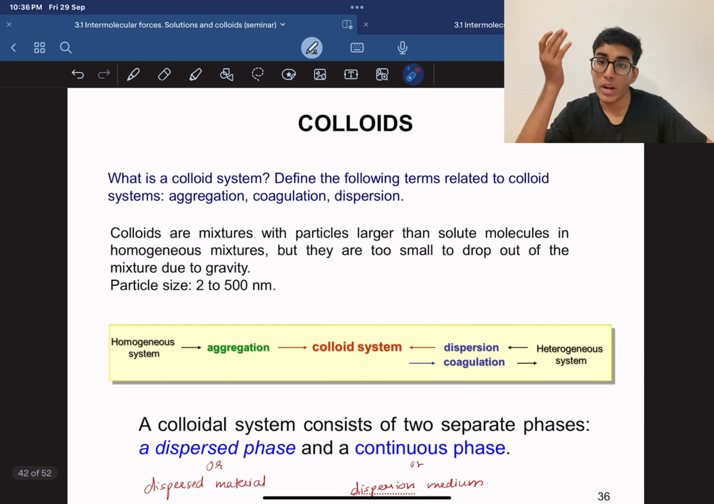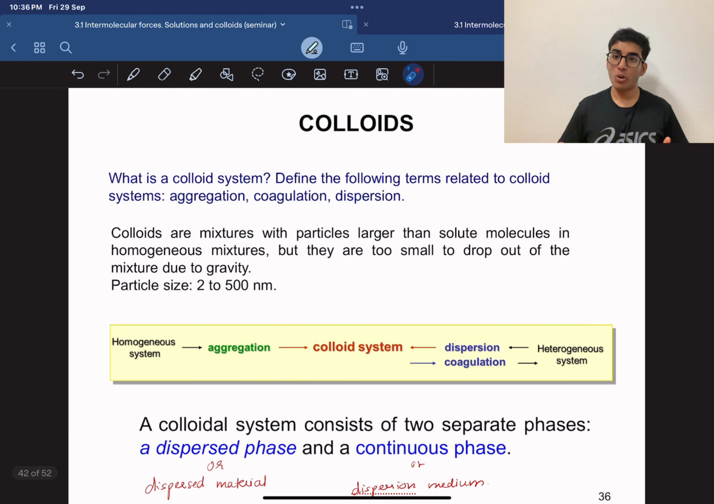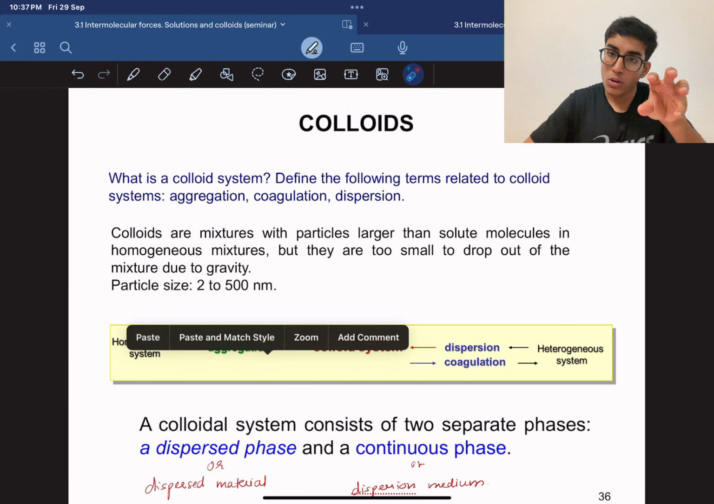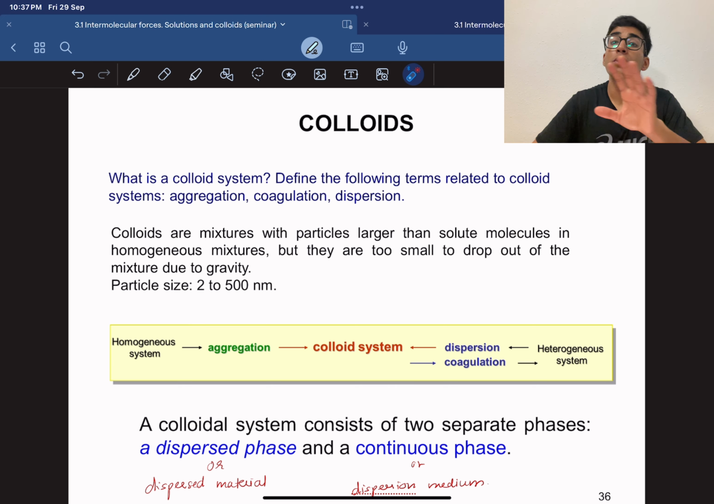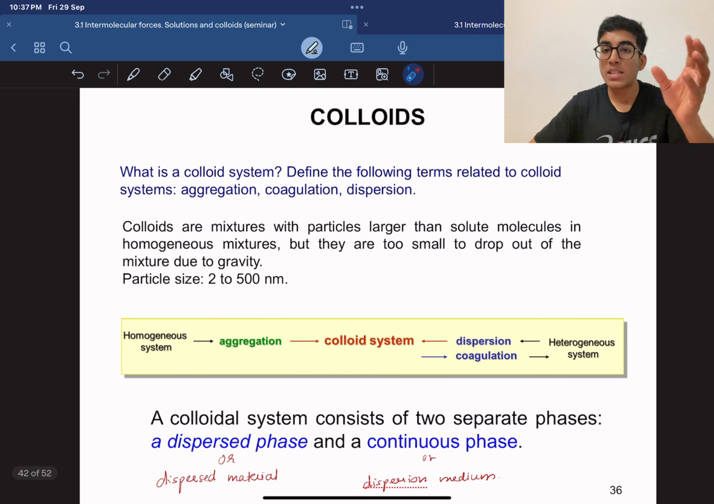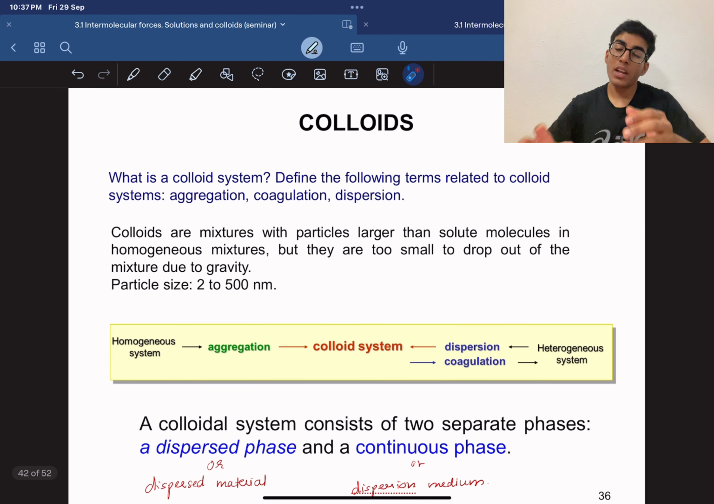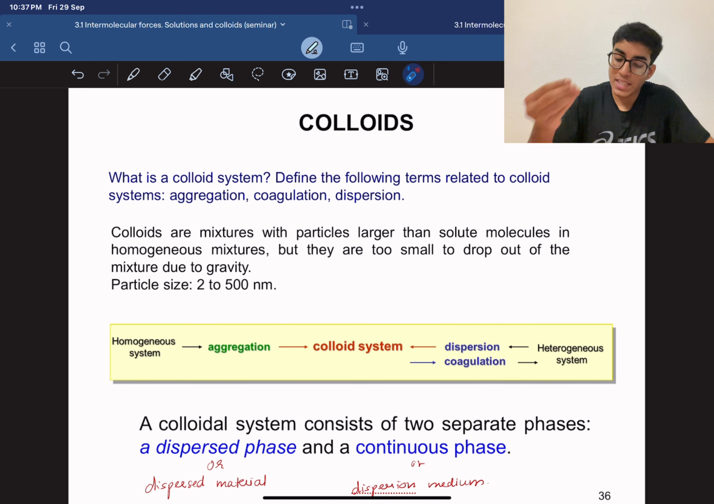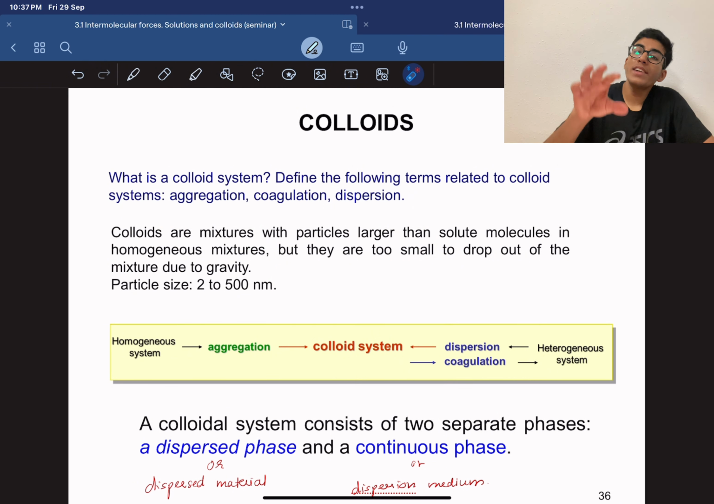But what is a colloid? Colloid is somewhere in between. The solute molecules in a homogeneous mixture are super small, so you can't see them and can't differentiate. But in a heterogeneous mixture, they're too big, so they get sedimented due to gravity. Colloids are somewhere in between. They're not big enough to get pulled down by gravity, but they're not small enough to be not differentiated. That's what a colloid is.